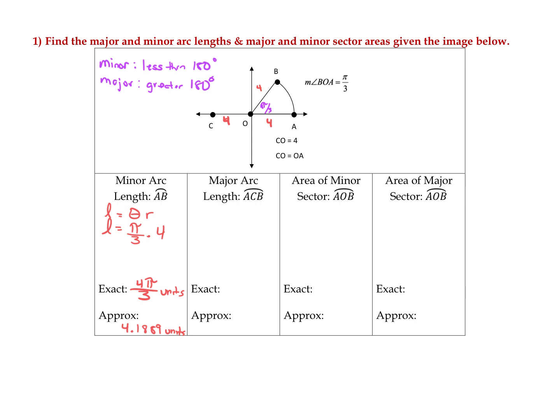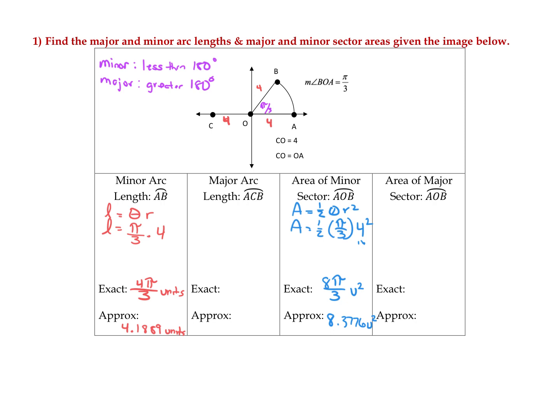Okay, so I'm going to stick with the minor. So I'm going to find the area of the minor. So the area of the minor is 1/2 theta radius squared. So area is equal to 1/2, and that is pi over 3, and the radius is 4 squared. So now we're just doing the math with this. 4 squared is 16, half of 16 is 8. So this is 8 pi over 3 units squared. And then the approximation is just in your calculator. That's 8.3776 units squared.